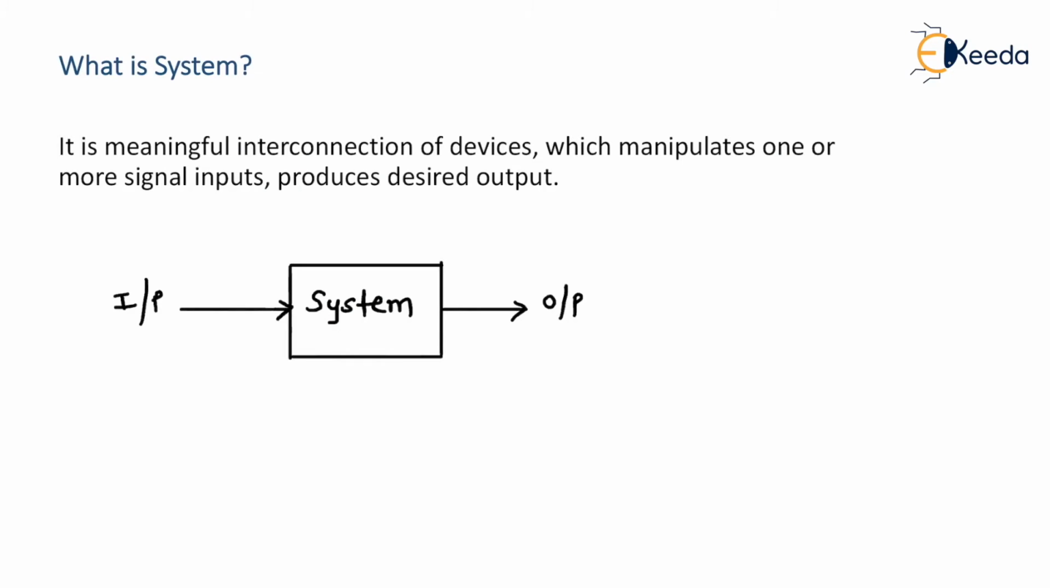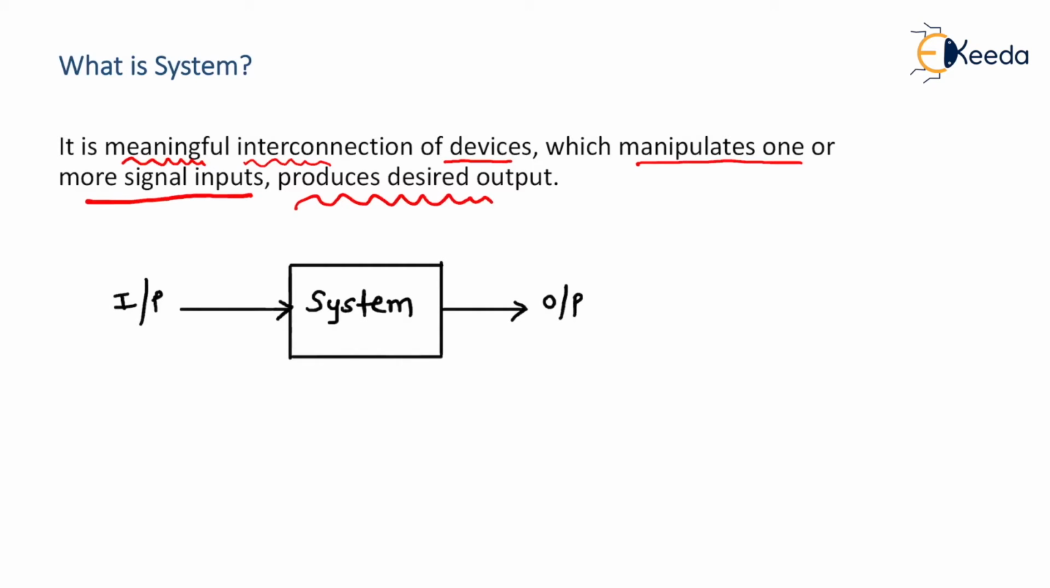Let us try to understand a system. A system is a meaningful interconnection of devices. Of course, every system is made up of many devices together, but they are interconnected to each other in a meaningful way, right? Only after that it forms a particular unit which accepts some input, and in turn it produces the desired output. So what it exactly does is manipulate one or more signal inputs and produce a desired output for us. And this is what we define as a system.